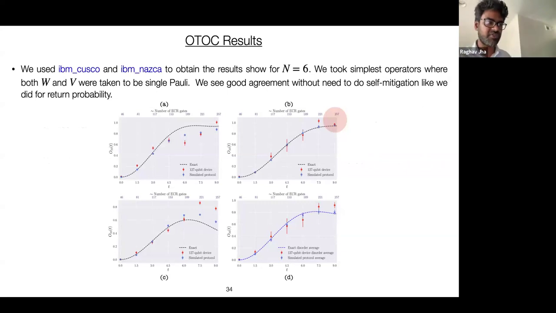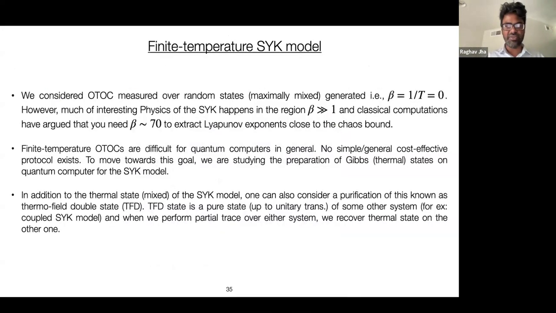I just want to say that the infinite temperature limit is easier for a quantum computer, because computing observables in this limit is easy, because the density matrix is just identity up to some normalization. If you compute the density matrix with beta equal to 0, it's just the identity matrix and it's easier. But if I take finite beta, the calculation becomes harder. We run into the issue of how you can compute thermal states using a unitary evolution, because a thermal state is a mixed state.